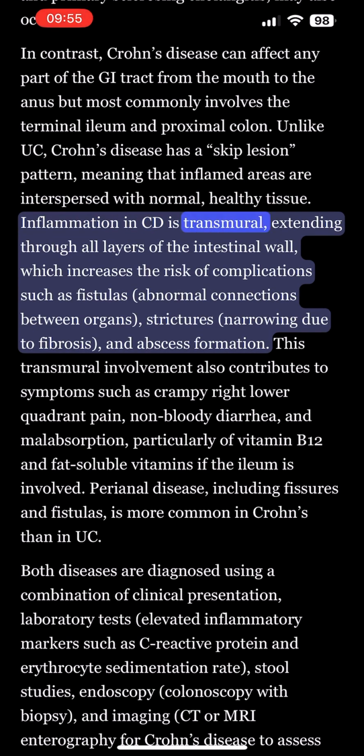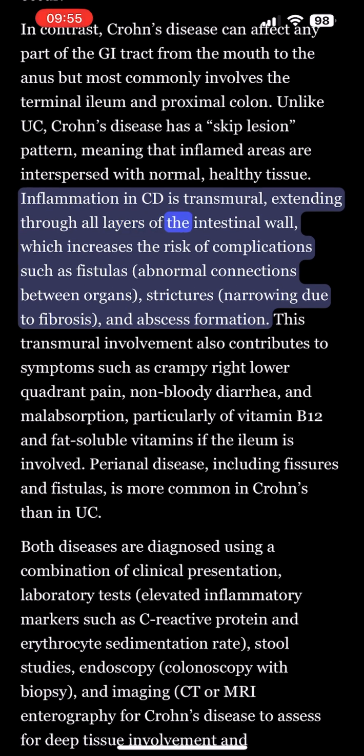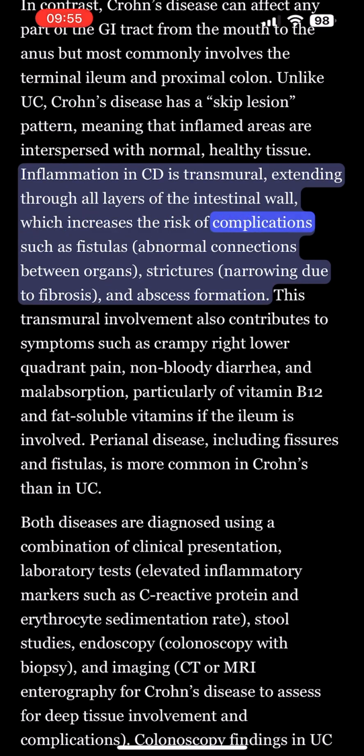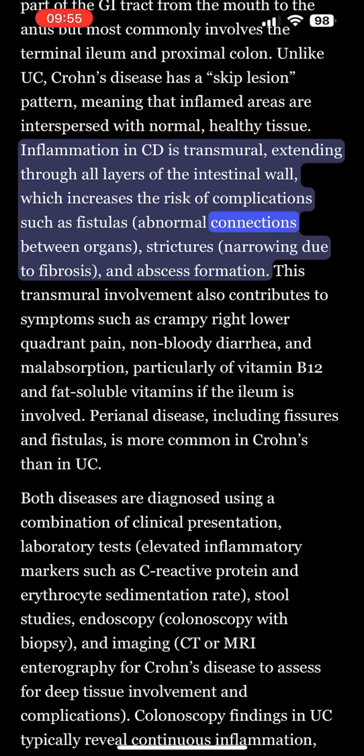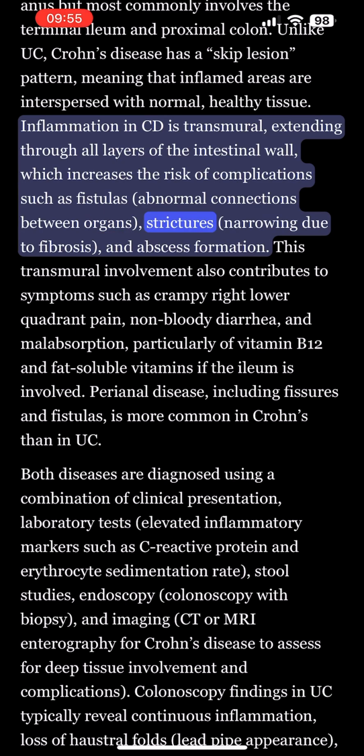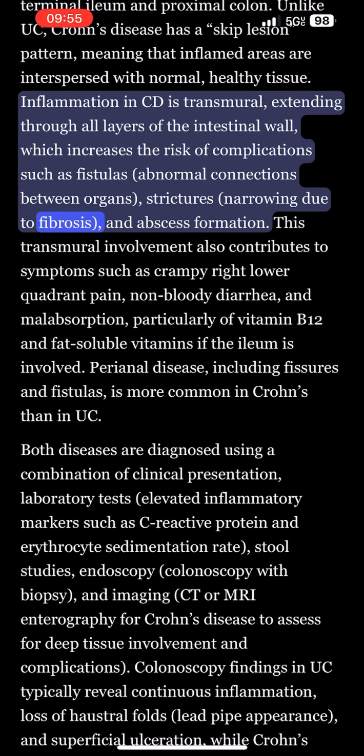Inflammation in CD is transmural, extending through all layers of the intestinal wall, which increases the risk of complications such as fistulas, abnormal connections between organs, strictures, narrowing due to fibrosis, and abscess formation.